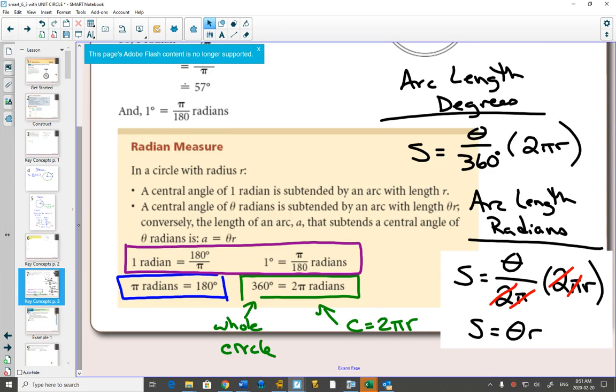The arc length in radians formula, this is on your formula sheet. The degrees one is not. So you can use both of them, but if you're using the degrees one, you have to pull it up from memory, which it's not hard to do because it's a proportion of the circumference. If you understand the idea, then the formula just naturally falls from that. But the arc length in radians is on your formula sheet. So I'm going to give you your formula sheets now.